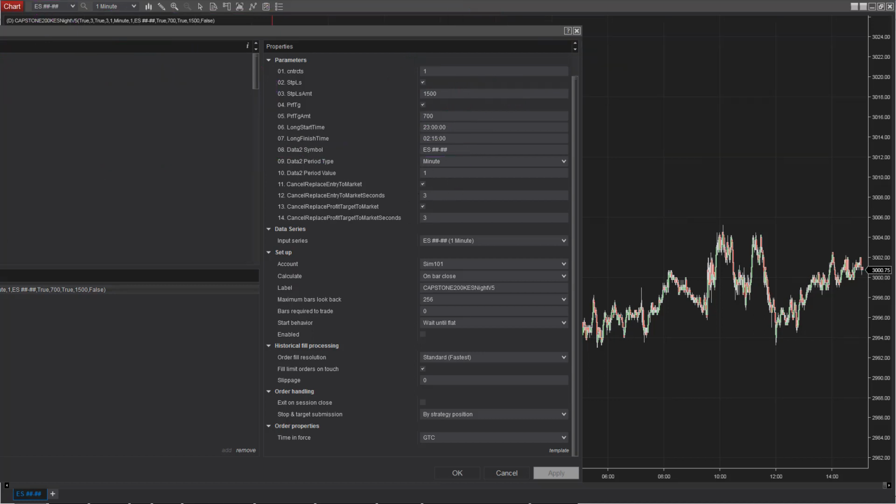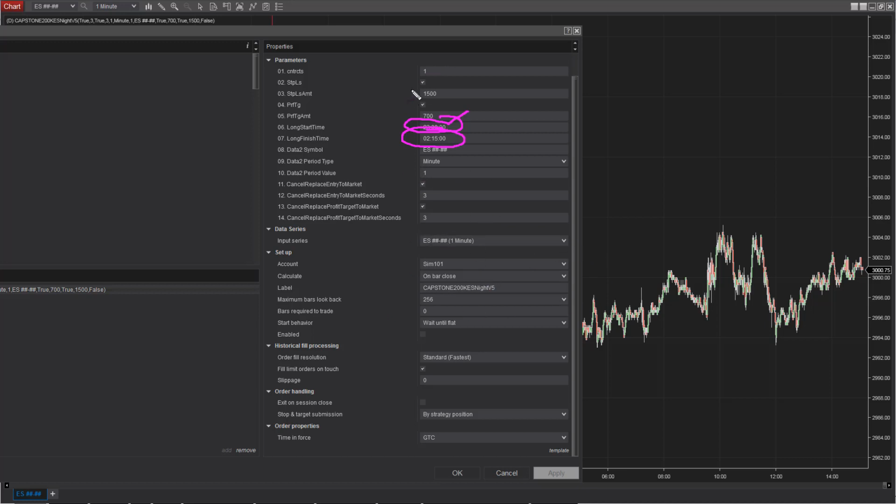Now the start time and finish time, I want to go over those. This recalculates regardless of your time zone. So if these are based on Eastern Standard Time, but you're on Mountain Time or Central Time, you still leave these numbers at 2300 and 215, because the strategy recalculates based on Eastern Standard Time regardless of where you are, so you don't have to adjust those.